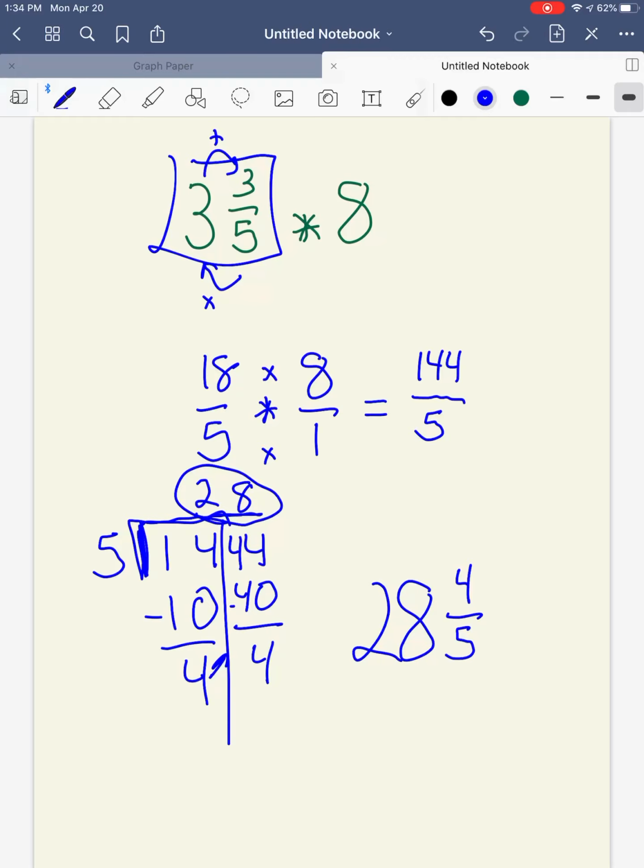So I hope that video was helpful. That is a way to multiply a mixed number times a whole number using improper fractions. There is another way that you can do it. It's kind of like using an area model, and you can watch both and decide for yourself which one you like better.